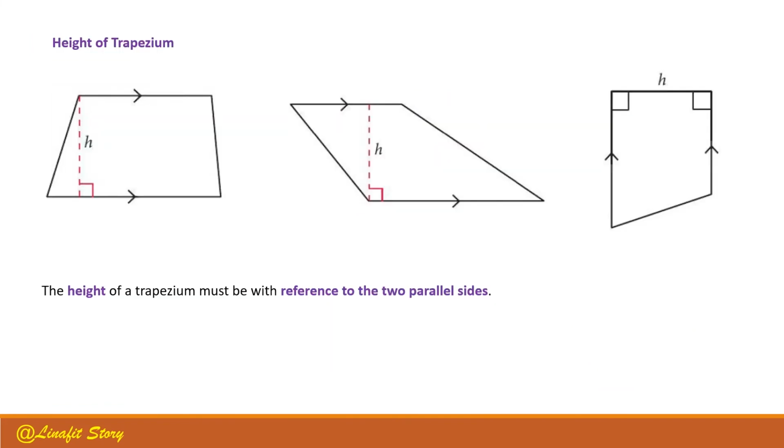The height of a trapezium must be with reference to the two parallel sides. The height of a trapezium is the perpendicular distance between the two parallel sides. So, if this is the parallel sides, here is the height. Here is the two parallel sides. Here is the height. This is the two parallel sides. And this is the height.